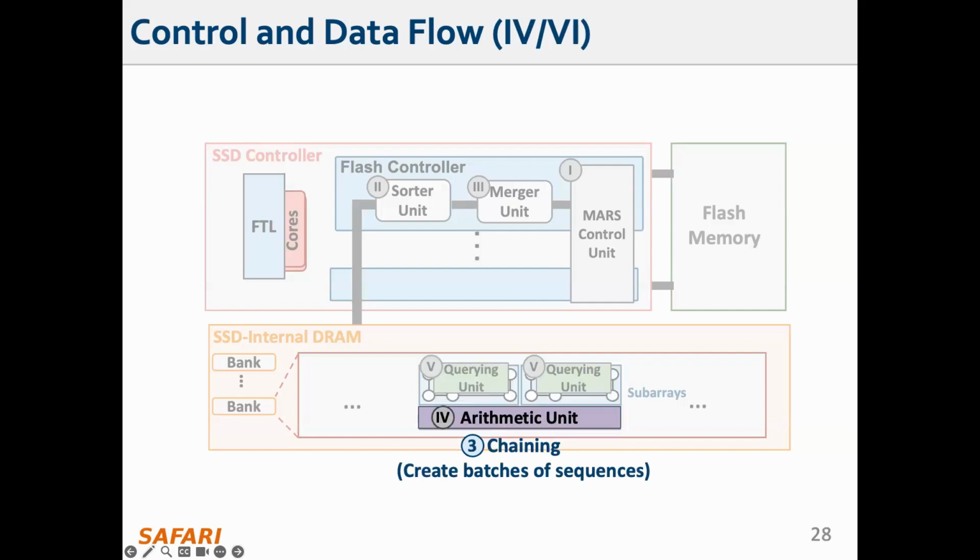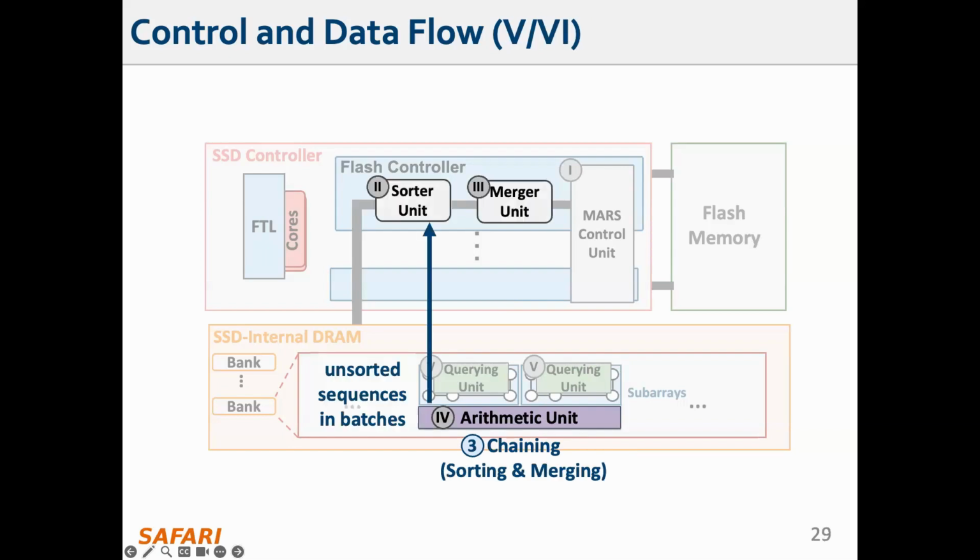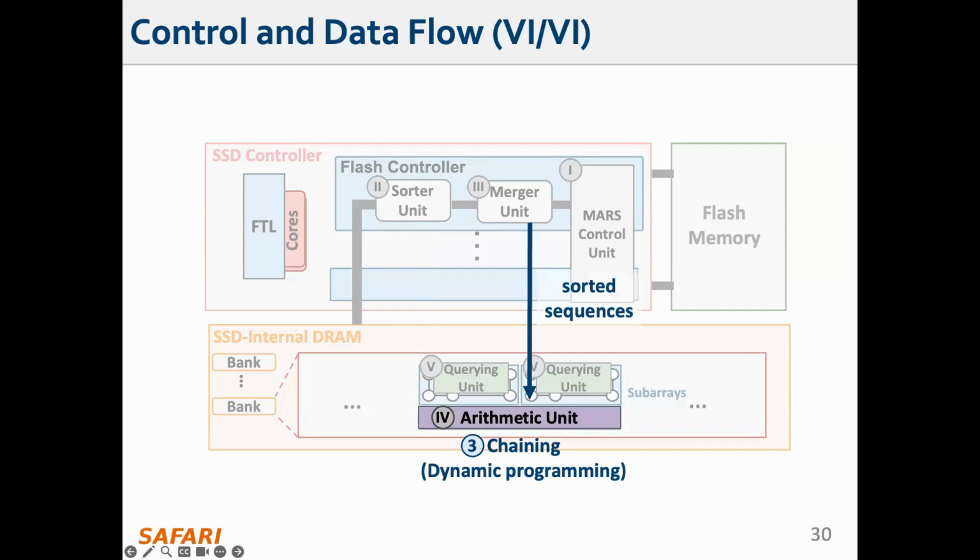Next, we start with chaining, which starts with a larger sorting step, where we create batches of sequences inside the arithmetic unit. We then transfer these unsorted sequences to the sorter units near the flash controller, where the shorter sequences are first sorted, and then these short sorted sequences are merged into longer sorted sequences by the merger unit. And this process continues until the sequence is fully sorted. And then it is transferred back to the control unit, where the last step of chaining is happening, which is a dynamic programming step. And therefore, there we also use the arithmetic units inside the SSD controller.